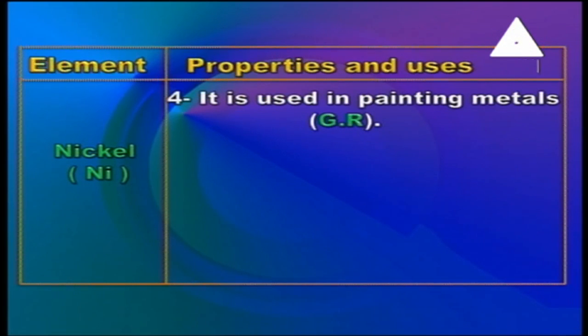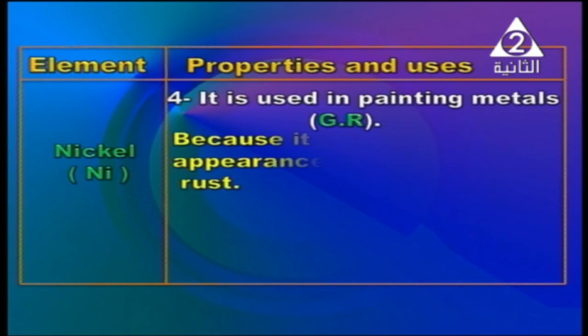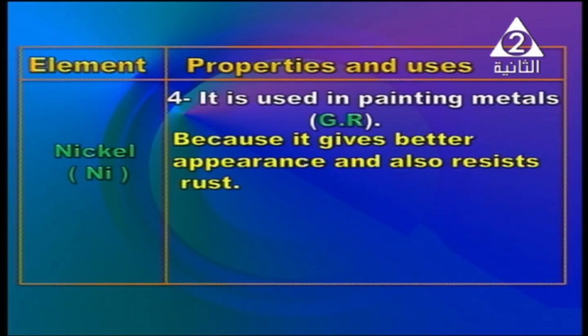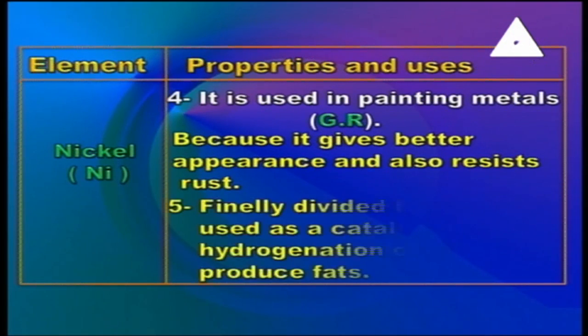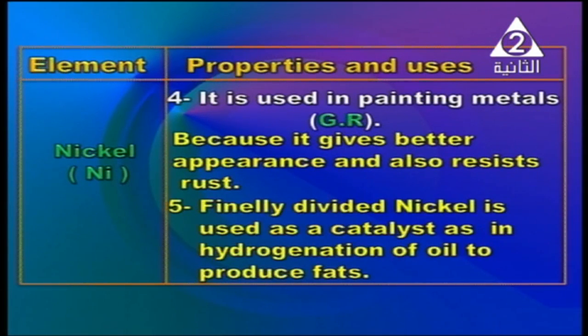Also, nickel is used in plating metals. The reason for that is because it gives a better appearance and also resists rust. And finally, finely divided nickel is used as a catalyst in the hydrogenation of oil to produce fats that we call artificial fats. And we are going to discuss it later in chapter 5 of organic chemistry.